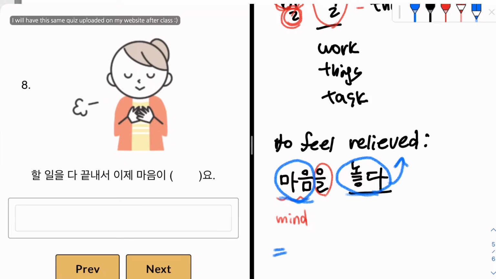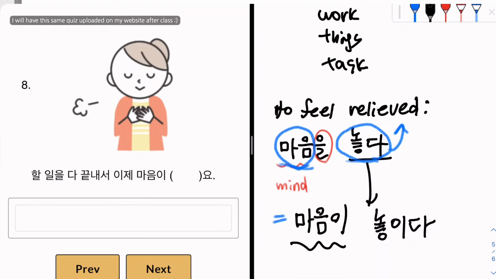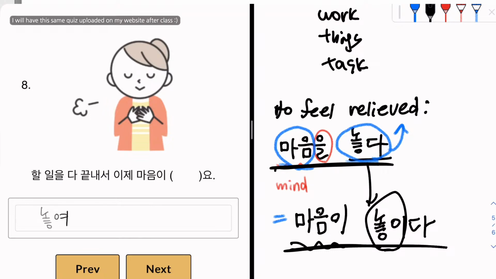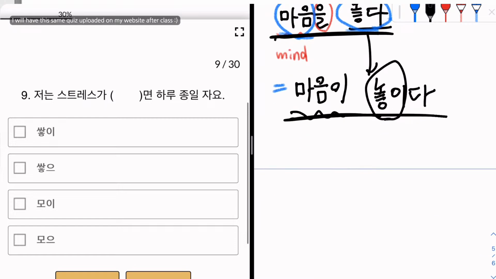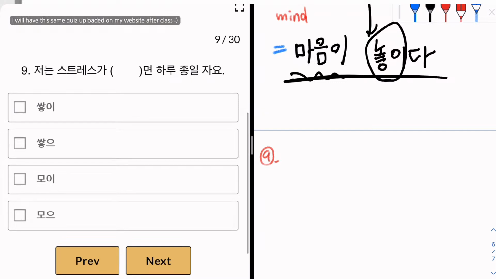Right? So 마음을 놓다 means to feel relieved. And its passive version, if you want to make 마음 into a subject, then you can change 놓다 into its passive equivalent, which is 놓이다. Right? 놓이다. 그래서 you can say either 마음을 놓다 or 마음이 놓이다. So here, 놓이다 should be conjugated in present tense. So you can say 놓여요. 할 일을 다 끝내서 마음이 놓여요. Okay. 좋아요. 그 다음에 let's move on to question number 9.